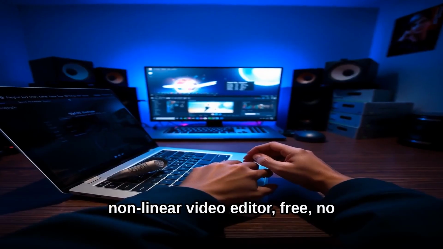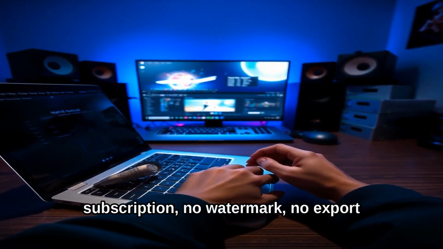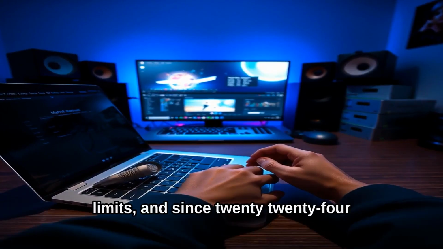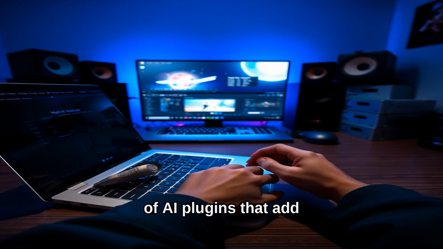KdenLive is a full professional nonlinear video editor, free, no subscription, no watermark, no export limits, and since 2024, it has a growing ecosystem of AI plugins that add capabilities that cost real money on paid platforms.